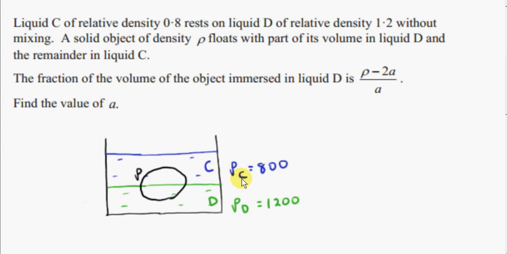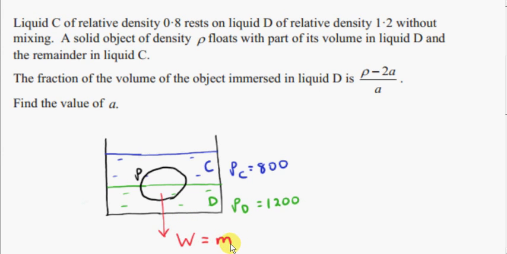The relative density of liquid C is 0.8, so to get the density we multiply 0.8 by the density of water, 1000, to get 800. We do the same for liquid D: 1.2 times 1000 is 1200. The density of the object is ρ. Let's look at the forces acting on this object. Well, we have the weight of the object which acts vertically down.